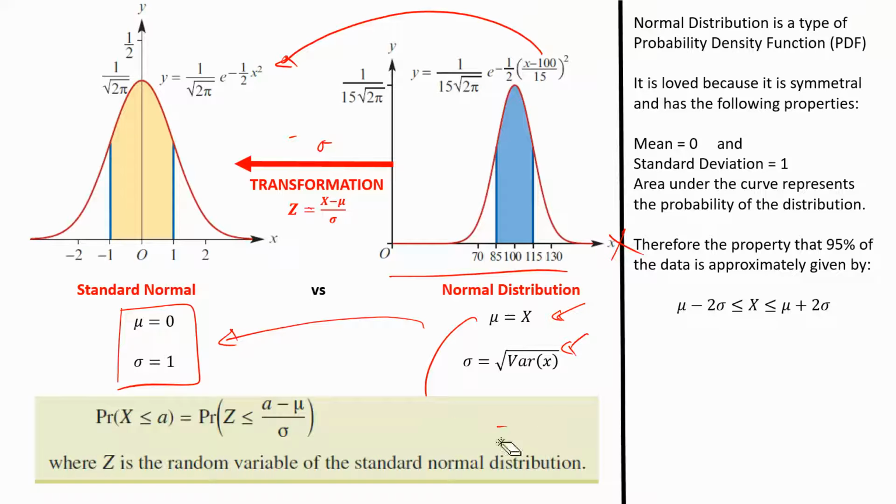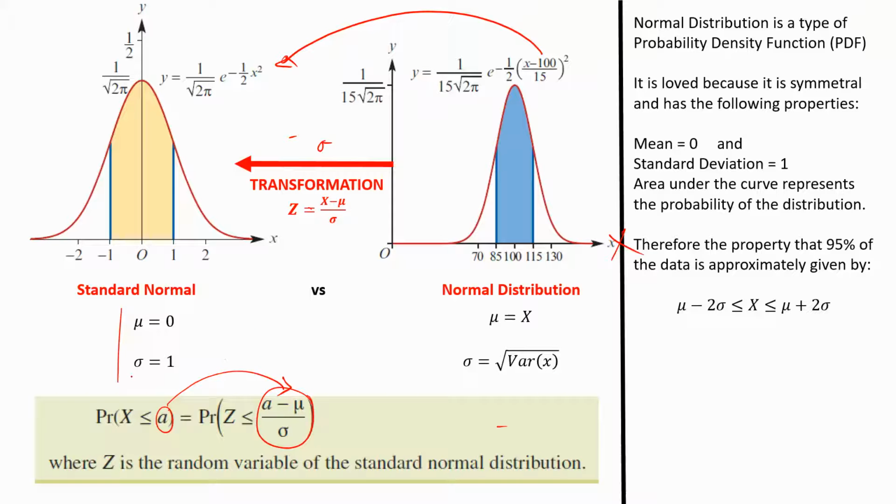I'm just putting this box here so that you don't get confused. When they say probability of x less than or equal to a, they're just asking how a and this correspond to each other. Just like I showed you, the probability of x less than 115 is exactly the same as saying the probability of z less than or equal to 1. Because this is where 115 is, that's where x equals 115.